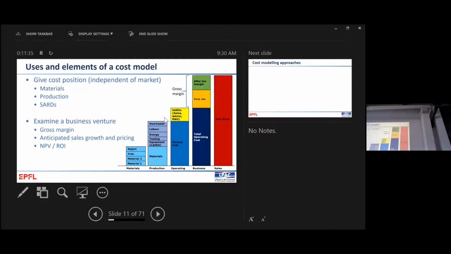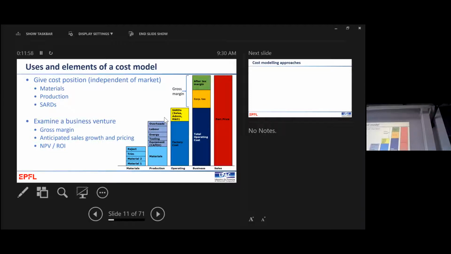So that's your materials. Then you've got your production costs, your overheads. You need people in the factory. You have to consume energy to make your parts. You need a molding tool. You've got your equipment that you have to purchase, your capex, and that adds up to give what we call a factory cost. And then onto this, you can add your SARD, your sales, administration, and R&D costs.